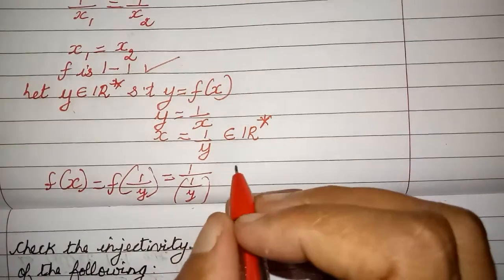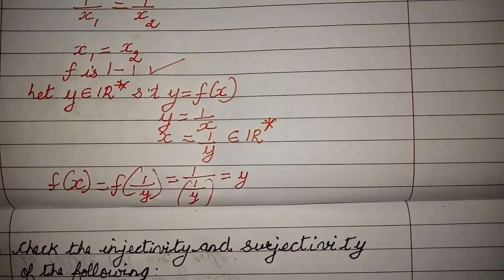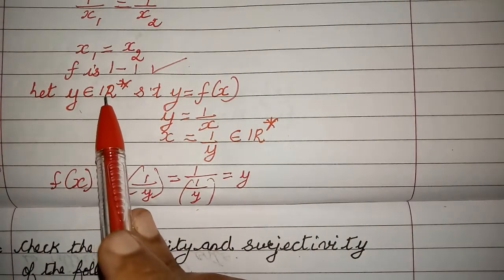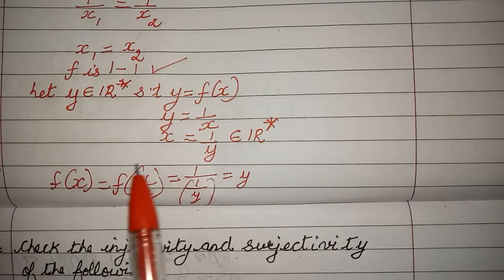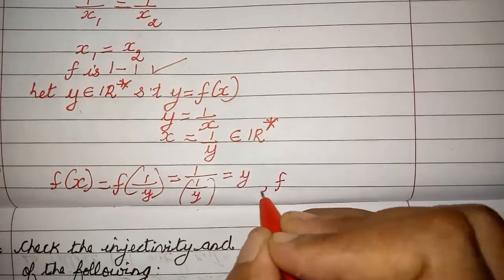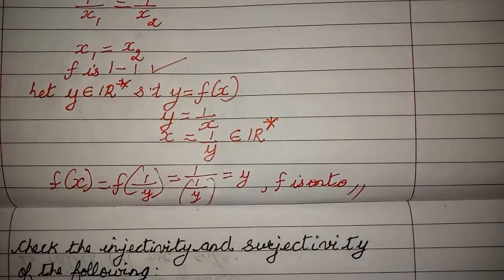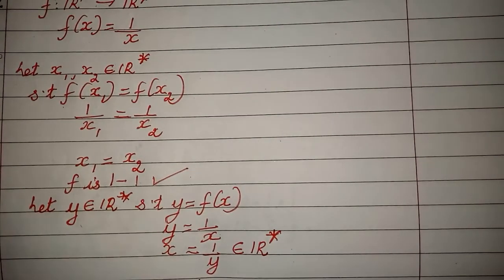Why? Because y is non-zero, in R star. So it is going to be y. So I have proved the condition that for every y belongs to R star, there exists x equal to 1 by y belongs to R star such that f of x equal to y. So what will happen? Your function is onto. Okay, this is the procedure of proving the injectivity and surjectivity of a function.